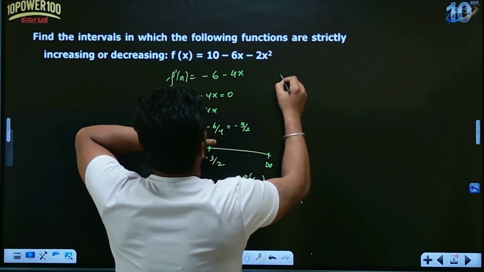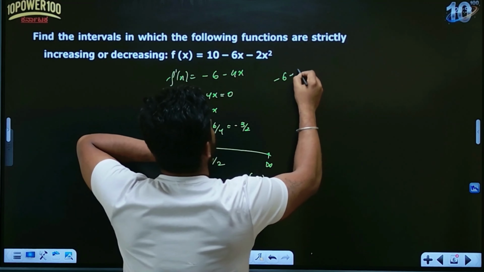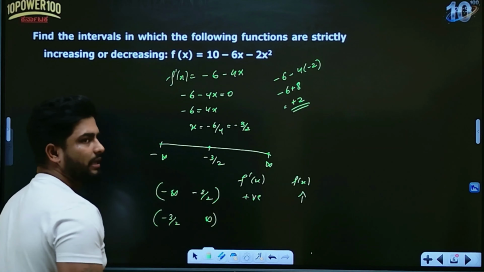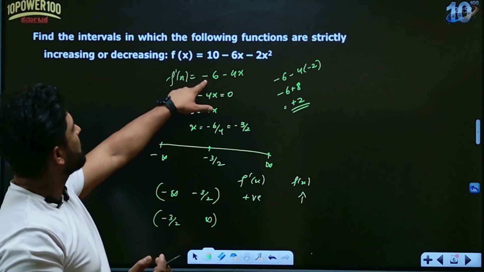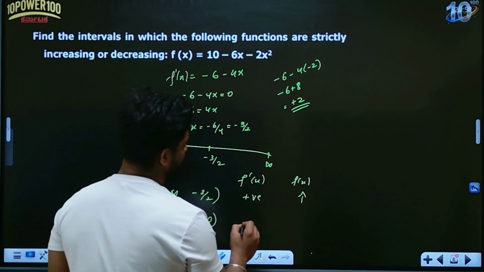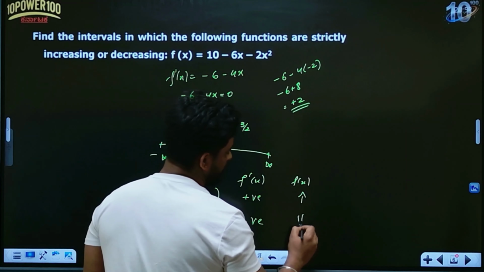I took minus 2. So when I put minus 2, it becomes minus 6 minus 4 of minus 2. So minus 6 plus 8, that means it is plus 2. So it is positive, so f of x is increasing. Next, minus 3 by 2 to infinity. It's actually better to take 0. If we put 0, minus 6 comes, so it is negative. So f of x is decreasing.